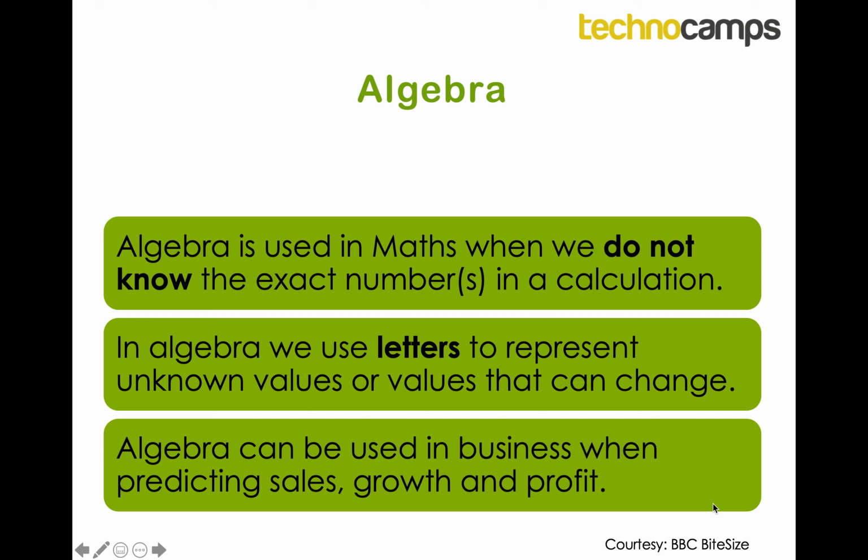Most of you would have heard the term in mathematics, where we use the word algebra when we do not know the exact numbers in a calculation. We use letters instead to represent the unknown values or the values that keep changing quite regularly. It's used in business when you want to predict sales, growth, and profit, and in statistics, and almost everywhere in maths, except that we don't realize we are using algebra.